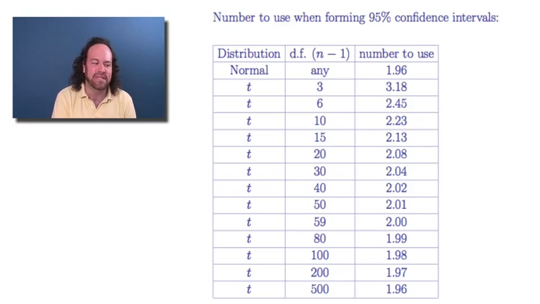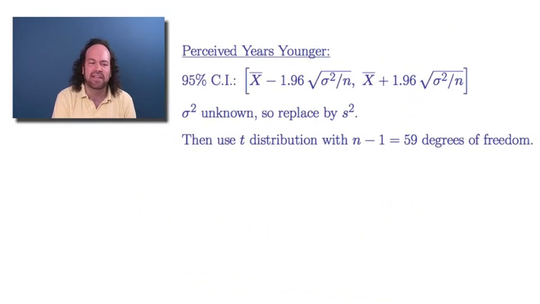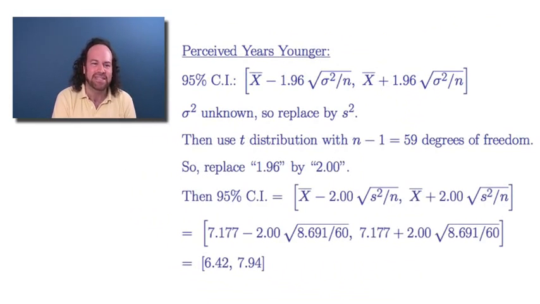But as you go up to 6 or 10 or 15 or 20 degrees of freedom, it's getting pretty close to that 1.96. By the time you're up to 59 degrees of freedom, which is what we have here, it turns out to be exactly 2.00 as the number you need instead of 1.96, just a little bit larger. And as the number of degrees of freedom get larger and larger, it gets closer and closer to that same 1.96 as for the normal. So returning to our calculation, we can say we've still got that same confidence interval, except we need to replace that 1.96 by a 2.00.